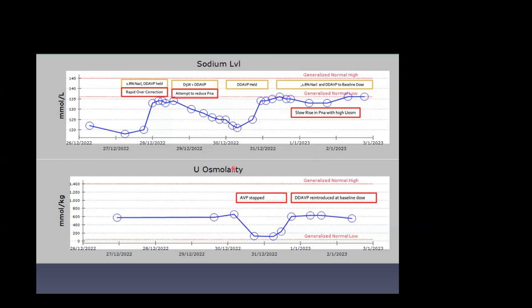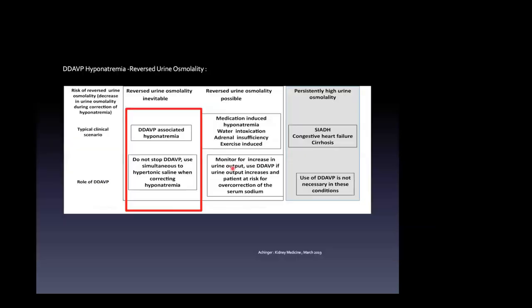So the learning point here is that whenever you have hyponatremia, you should stop the offending agent. But what we learned here is when you have a DDAVP or vasopressin-induced hyponatremia, vasopressin is given usually for nocturnal enuresis. The recommendation is not to stop the offending agent. The recommendation is to continue the offending agent or reduce the dose of the offending agent, okay?